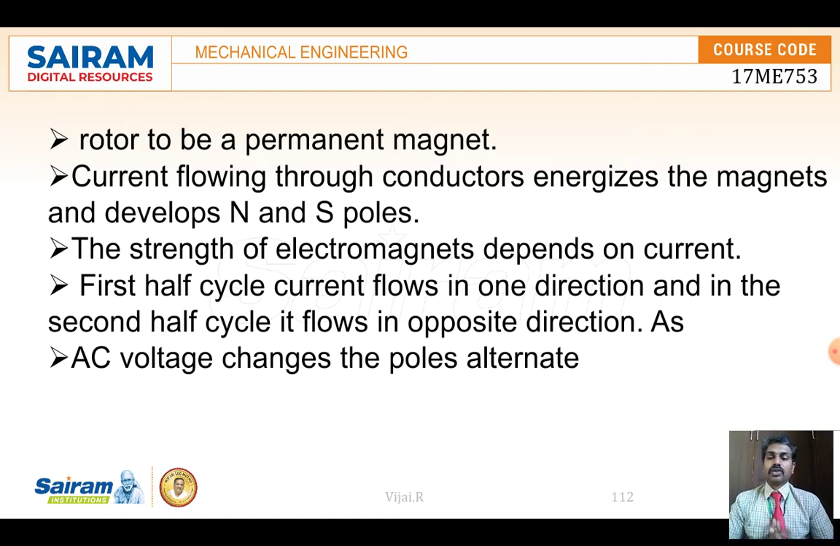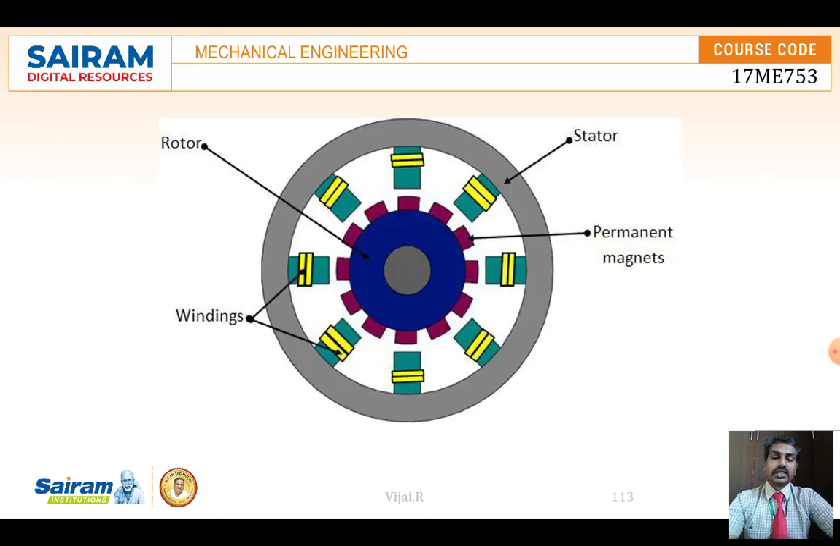The strength of the electromagnet depends upon how much current we are supplying. Here the first half cycle rotates in one direction, and the second half cycle flows in the opposite direction. So the AC voltage changes the poles alternately. That's what I said earlier.